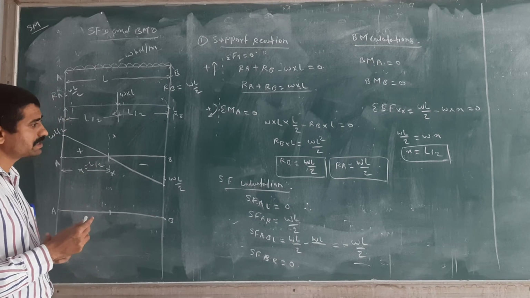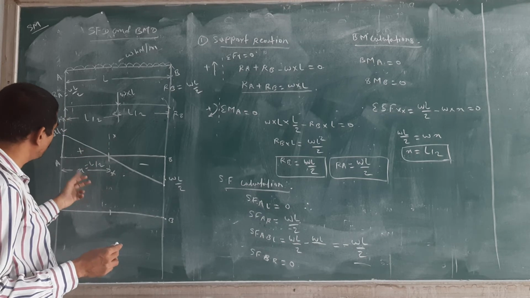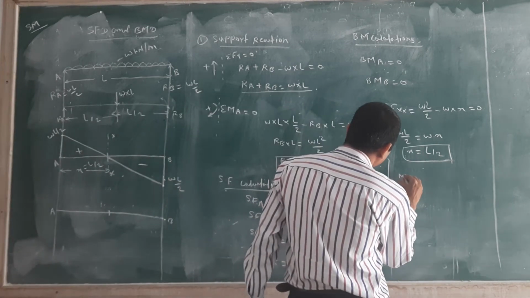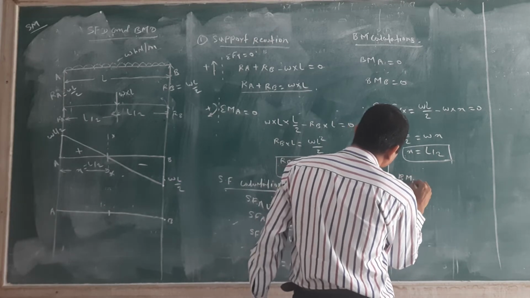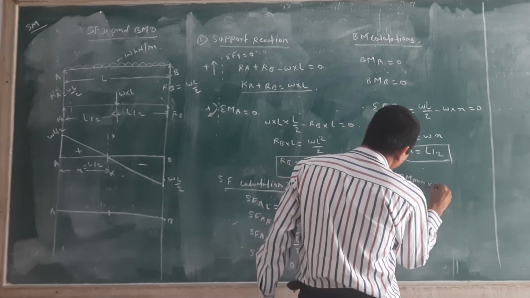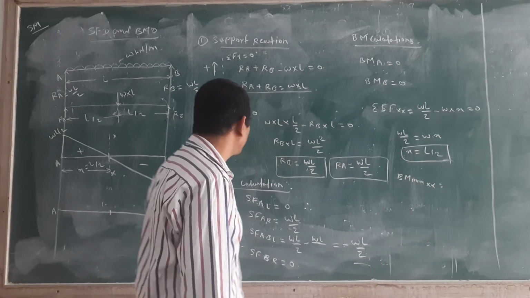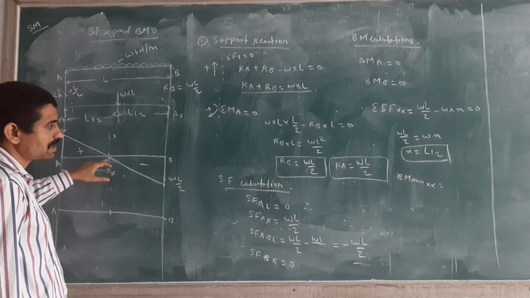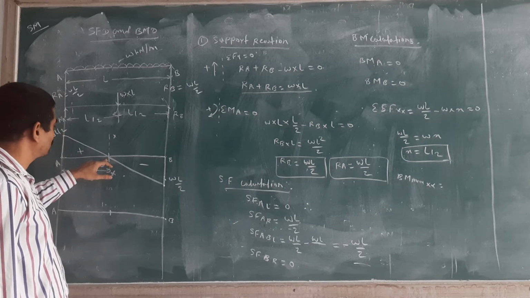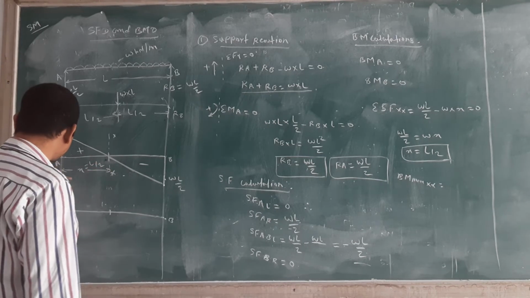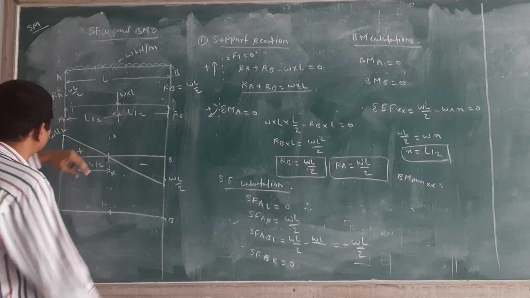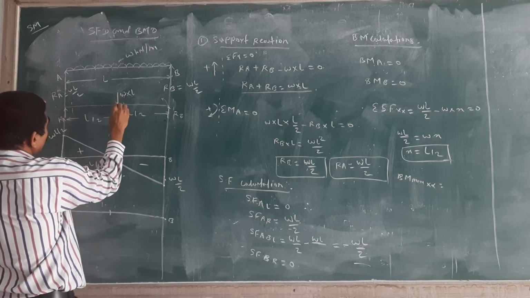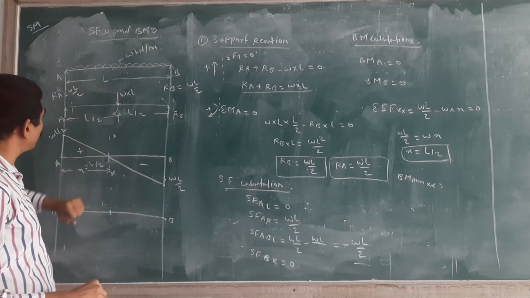Then how to calculate this value, the maximum bending moment? I will calculate the maximum bending moment, BM max, at the section XX again. Here we will get the maximum bending moment, right? At the section XX, you have to consider only this figure, from A to this point only. RA is going in the clockwise direction.